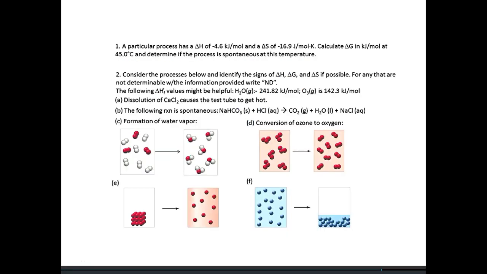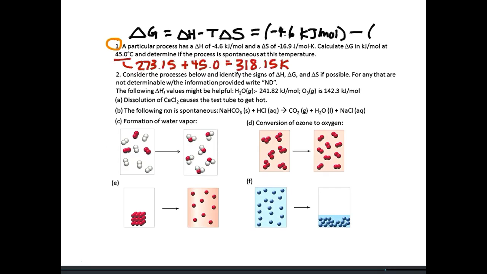A particular process has a delta H of negative 4.6 kilojoules per mole and delta S of negative 16.9 joules per mole Kelvin. Calculate delta G in kilojoules per mole at 45 degrees and determine if the process is spontaneous at this temperature. So we have negative 4.6 kilojoules per mole. We're going to convert 45 degrees Celsius into Kelvin to get 318.15 Kelvin.